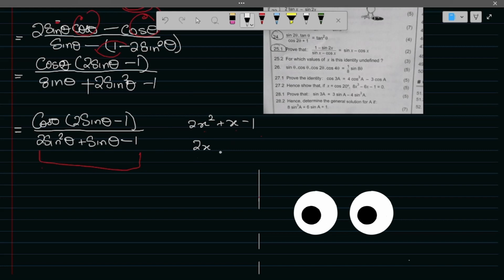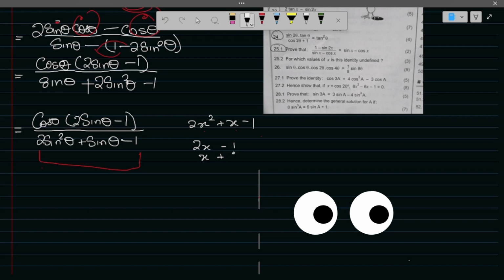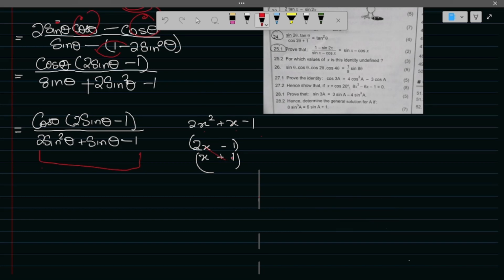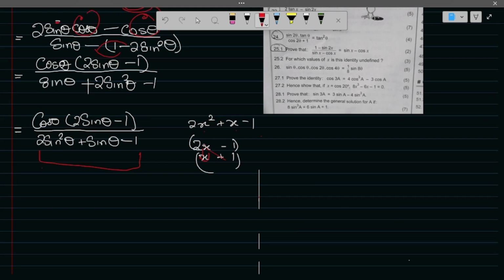2x minus 1, x plus 1, right? Because when we multiply this x with 2, we're going to have 2x, and then 2x minus 1 times x, and these two, when they multiply each other, it's 2x squared. Then it's going to be 2x minus x, which is x. Then it's going to be positive 1 times negative 1, which is negative 1.